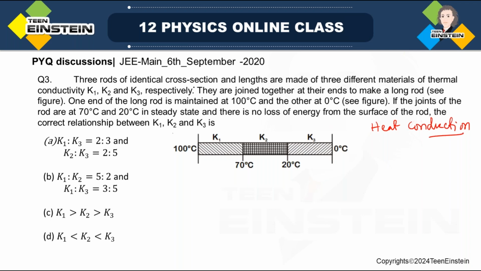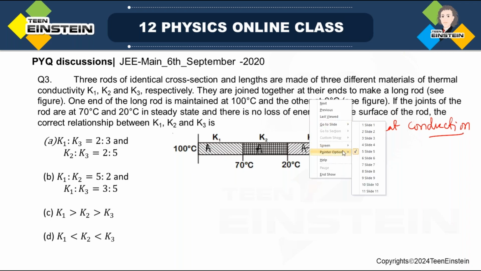Three rods of identical cross section and lengths are made of three different materials of thermal conductivities K1, K2 and K3 respectively. You can see from the figure that the cross sectional area is A for all of them. Better to take some other ink. Let me take the blue ink.